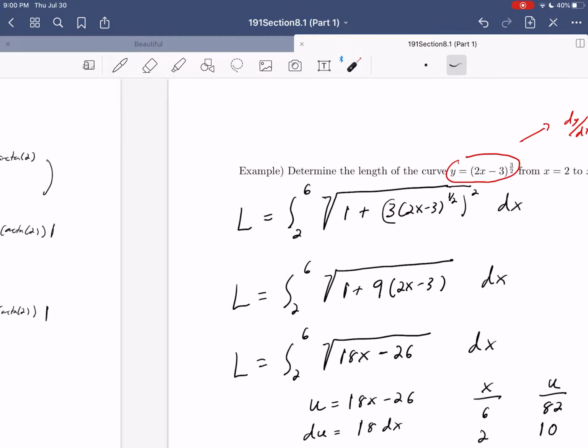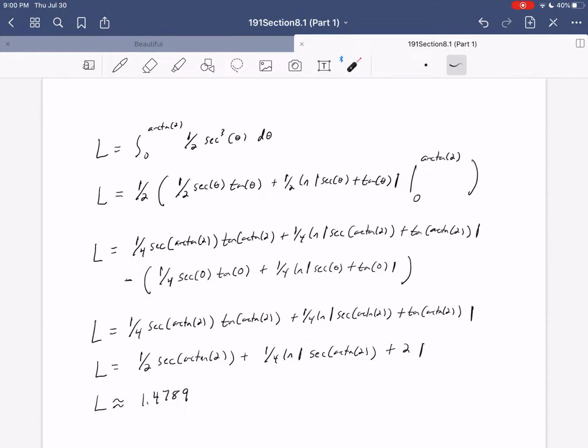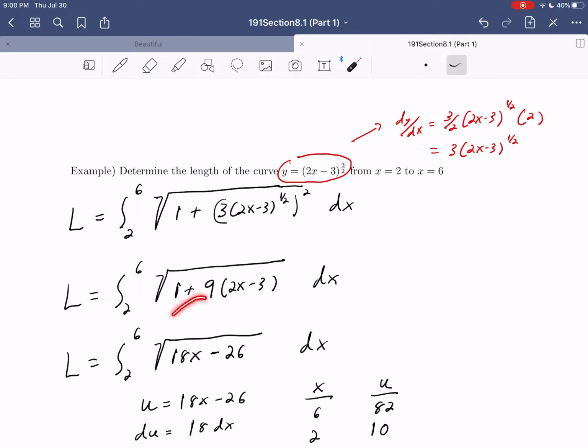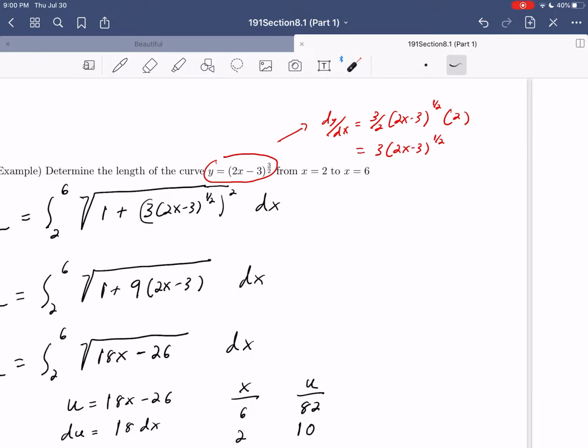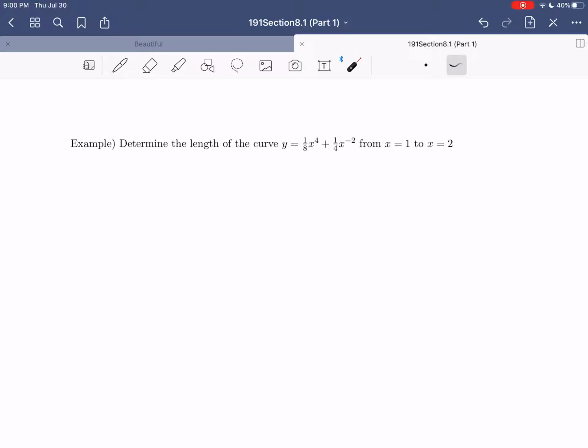And as we've seen here, the first 2 times we actually had to come up with some sort of substitution here, or in this one here, to deal with that square root. On this one, we got a bit lucky because we had a trig identity. I'd like to show you guys one other instance that often arises with arc length. So for our last example, we're going to determine the length of the curve y equals 1 over 8 x to the 4th plus 1/4 x to the minus 2, from x equals 1 to x equals 2.